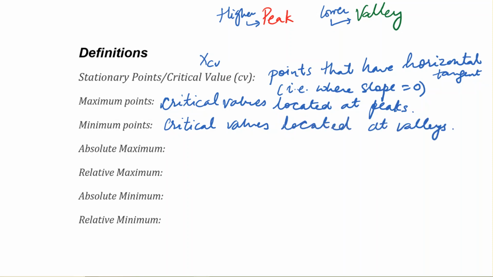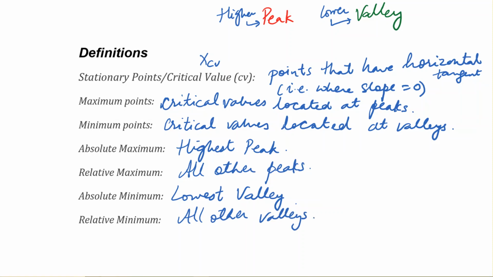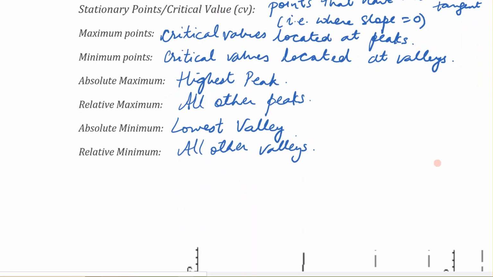And absolute maximum would be the highest peak, and absolute minimum would be the lowest valley. As the name suggests, it is the lowest of all. And relative maxima will be all other peaks, all the other smaller peaks. Similarly, relative minima would be all other valleys. So now let's discuss this in context of a diagram.